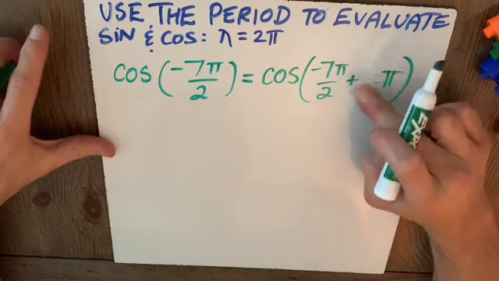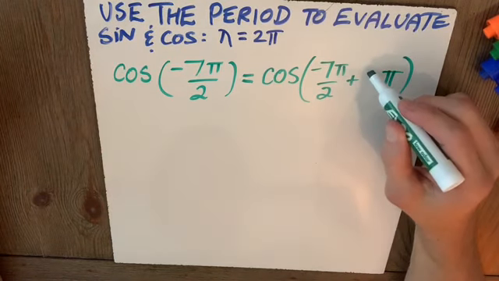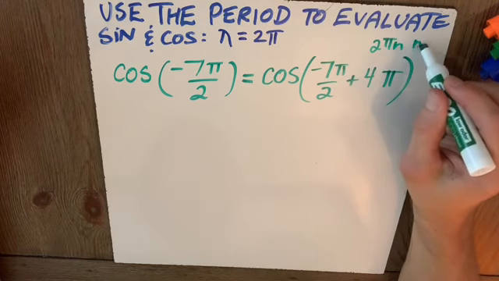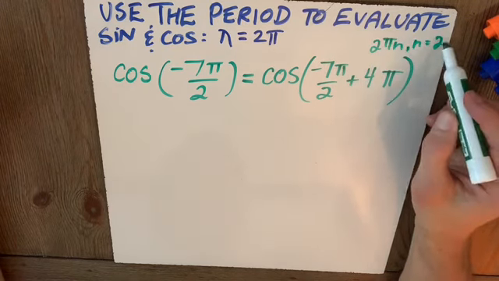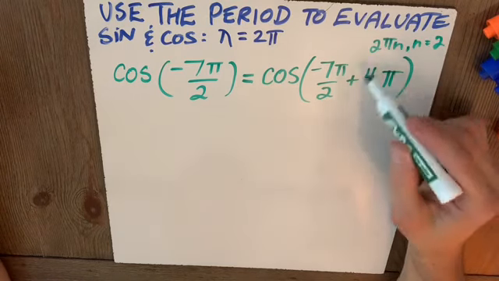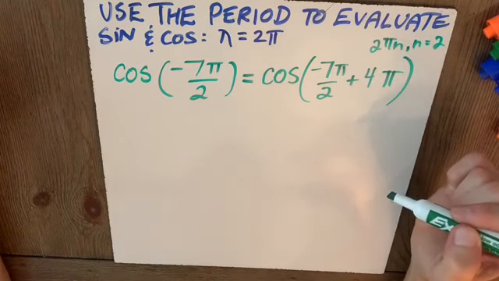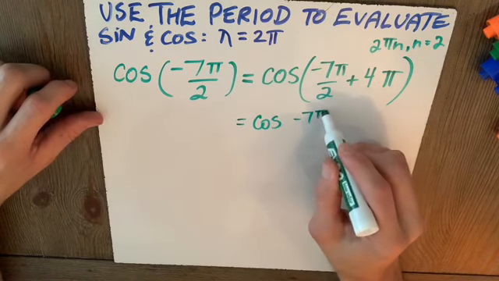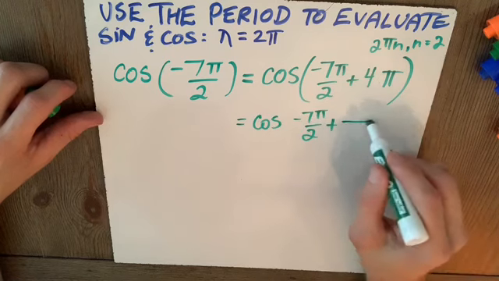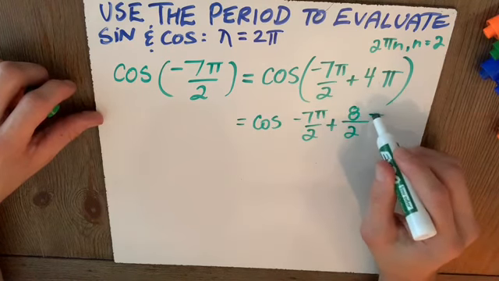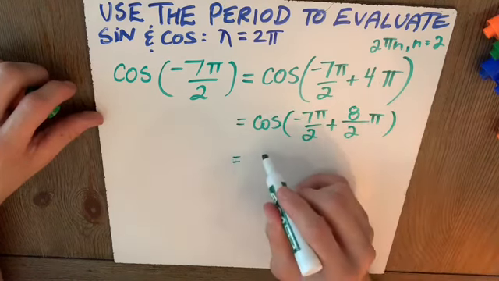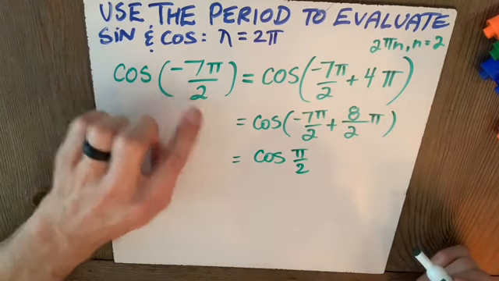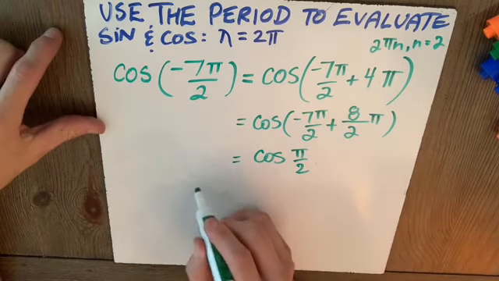You know what? Let's add multiples of 2 pi. So I'm adding 2 pi n where n is equal to 2. So if I put a 2 in for that, I get 4 pi. I'm going around the circle twice more. So this is the same as cosine of negative 7 pi over 2 plus, if I put this over 2, that's 8 pi over 2, which will give me cosine of pi over 2. By the way, negative 7 pi over 2 and pi over 2 are coterminal.